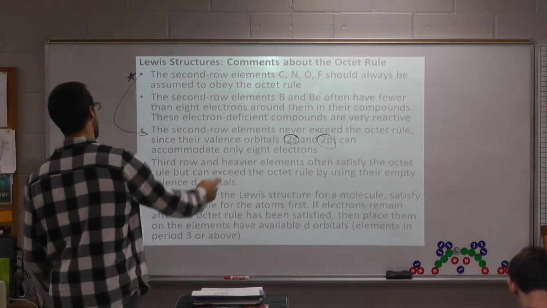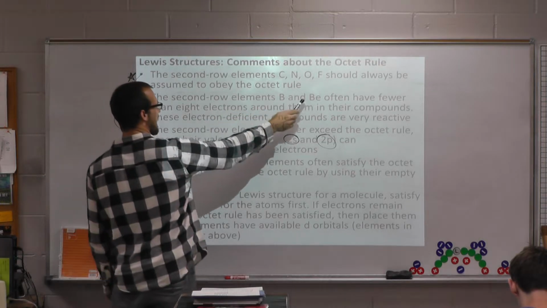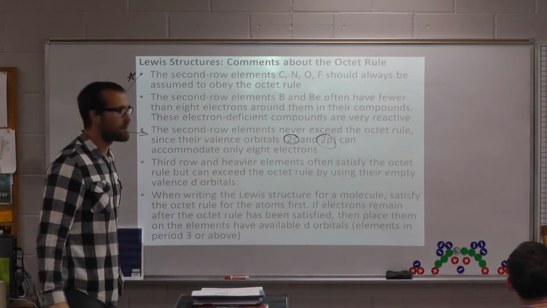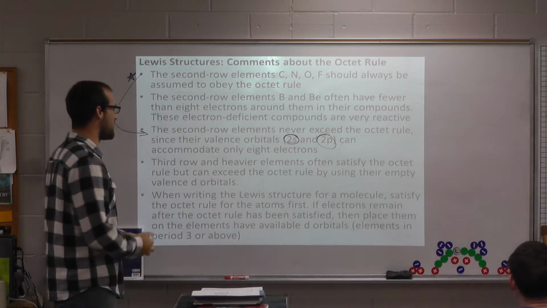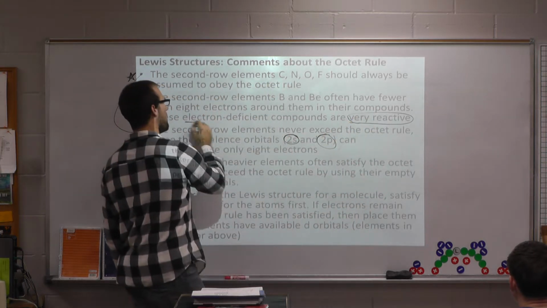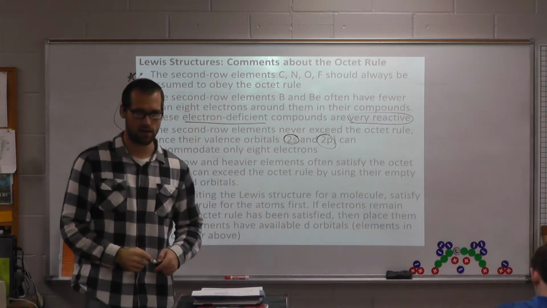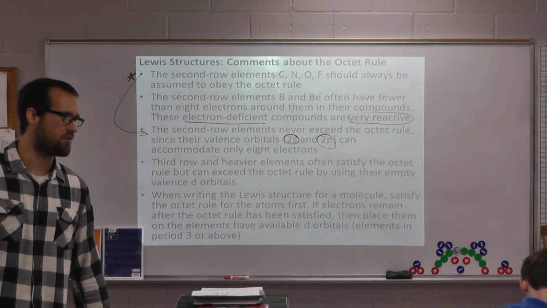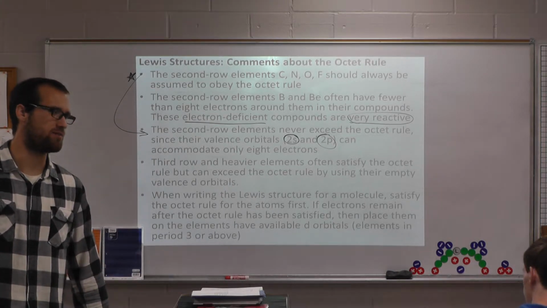Then it talks about here. Boron and beryllium will have fewer than 8, like the boron example I showed you. However, they are going to be very reactive because they don't have a full octet. Does that mean they're not more stable than if it wasn't bonded?